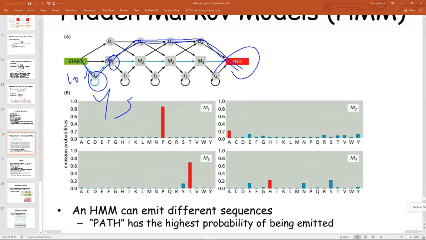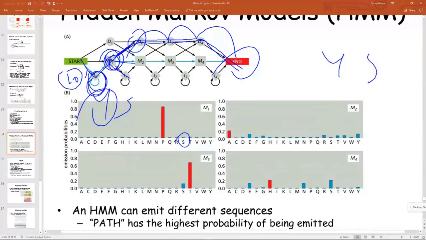So this will be 10% multiplied by the probability, well, once I'm there, let's simplify and assume that I have a Y. Then multiply that with M1 emitting an S. What's the probability of that? It's a very small one, let's say 1%. So we have 10% times 1%. What is the transition probability going from M1 to D2 versus M1 to M2 versus M1 to I1? Again, that's going to have a probability. We multiply that, multiply that, multiply that. Once we go to the end, that's the probability of generating YS following that path.